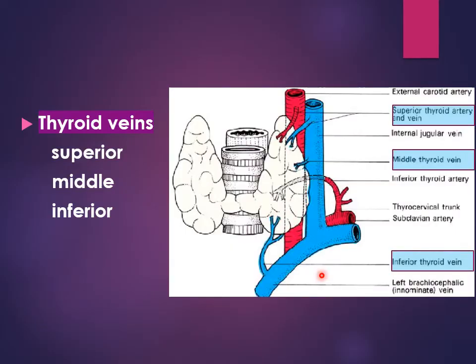As for the venous drainage, it also follows the arterial supply. The superior thyroid artery is accompanied by the vein here, which enters into the internal jugular vein. Then there is the middle thyroid vein, which also enters into the internal jugular vein. And here is the inferior thyroid vein, which drains into the left innominate or brachiocephalic vein. Okay, so three veins and two arteries.